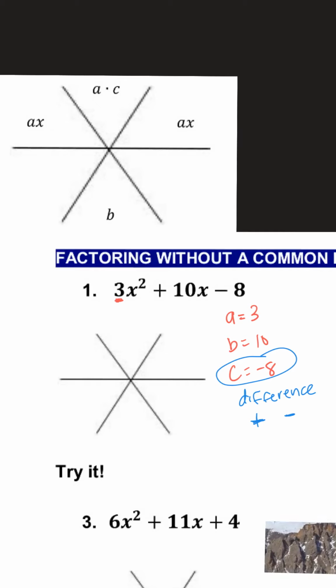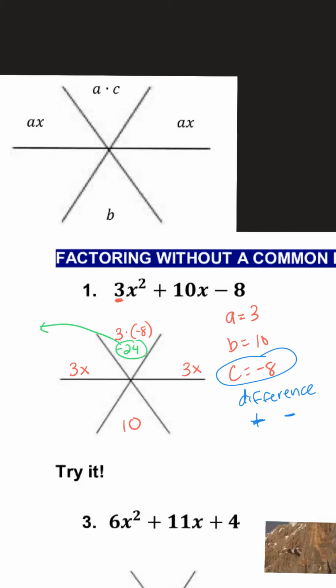All right, so let's fill in our butterfly. So I have AX. Instead of it being 1x, it's going to be 3x on either side. And then on top, instead of it being 1 times C, it's going to be 3, because it's A, times negative 8. And then B stays on the bottom, which is 10. So now 3 times negative 8 gives me negative 24. So I'm going to take the negative 24 and we're going to list our factors of negative 24.